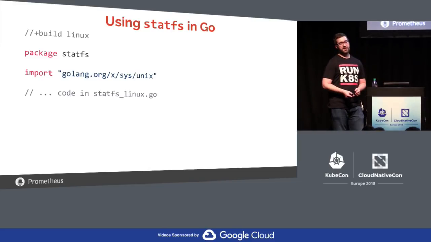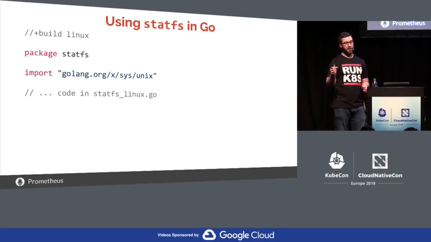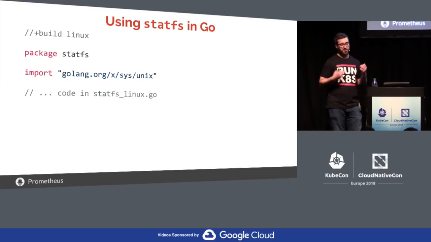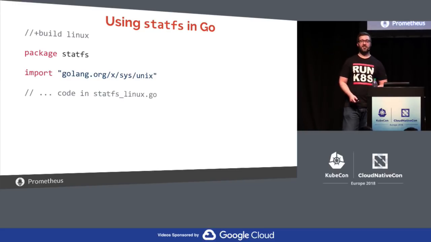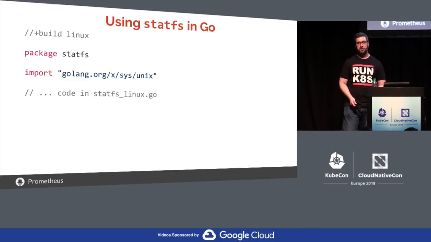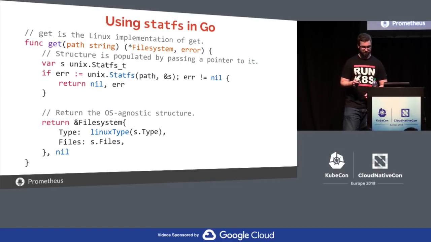So let's talk about the Linux implementation first. We have our file statfs_linux.go, and we have this Linux build tag at the top. You don't necessarily need the build tag just because of the file name, but I like to add it just because it's more explicit. And instead of using the standard library syscall package, we're going to use golang.org/x/sys/unix. This is effectively the modern replacement for syscall because syscall had to be frozen after a certain period in time.